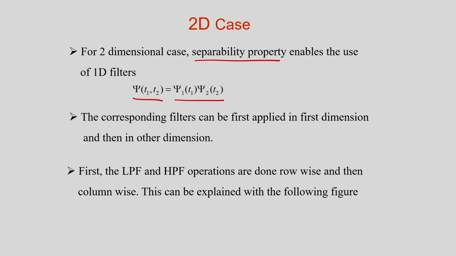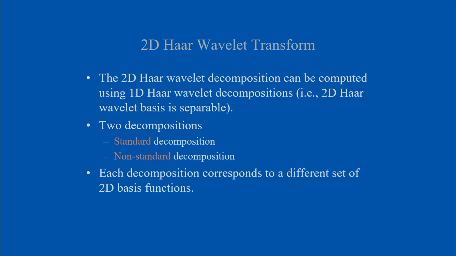In case of the DCT, the discrete cosine transformation, I did it like this. First I applied the transformation along the rows, and after this I applied the transformation along the columns. Similarly, I can apply the Haar transformation along the rows, and after this I can apply the Haar transformation along the columns. So there are two techniques for decomposition of a 2D signal, that is the image: one is the standard decomposition, another one is the non-standard decomposition, for the 2D Haar wavelet transformation. I will be explaining these two techniques.